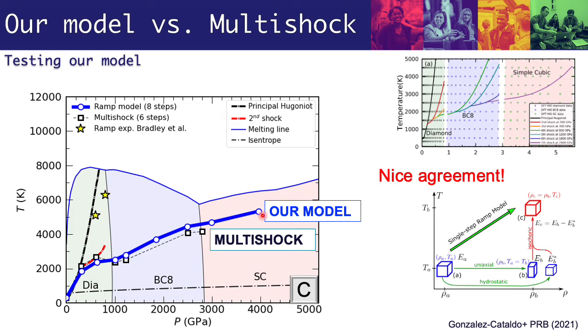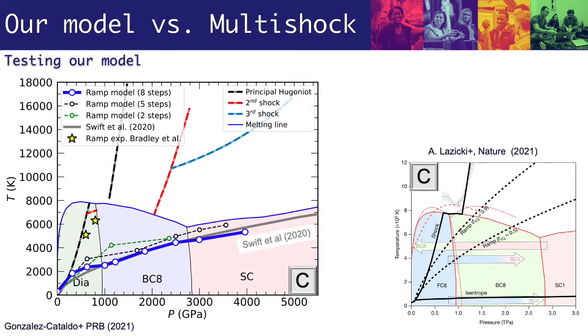Our results also indicate that the sample remains in the solid phase, and temperatures are much lower than those predicted in a plastic work model by Bradley et al. We also compared our model with a recently proposed model by Swift et al., where they use the Taylor-Quinney factor, which accounts for how much plastic work goes into heating the system. And our calculations show that their model with a value of 0.25 agrees perfectly with our curve.